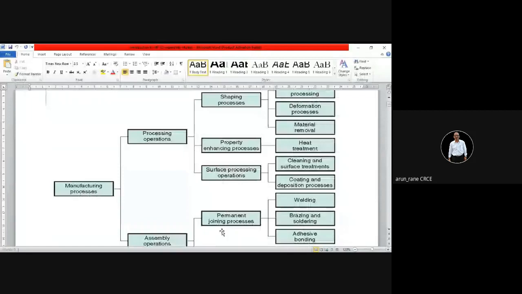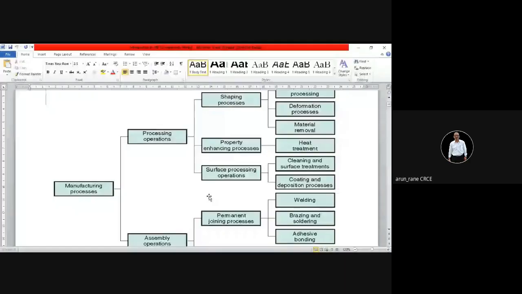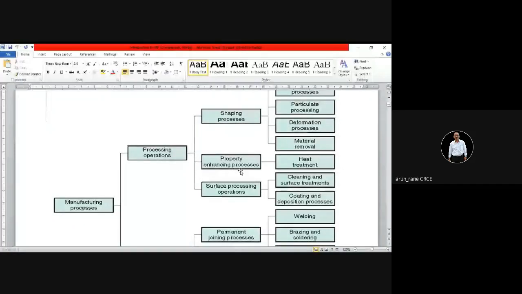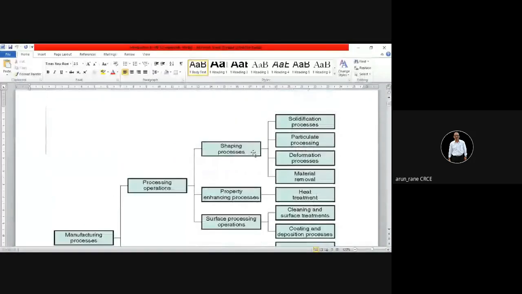So manufacturing processes can be divided into processing operation and assembly operation. Processing operations can be divided into shaping, property enhancing, and surface processing. Now what are the shaping processes? Solidification, particulate processing, deformation, material removal. Material removal means your chip removal.